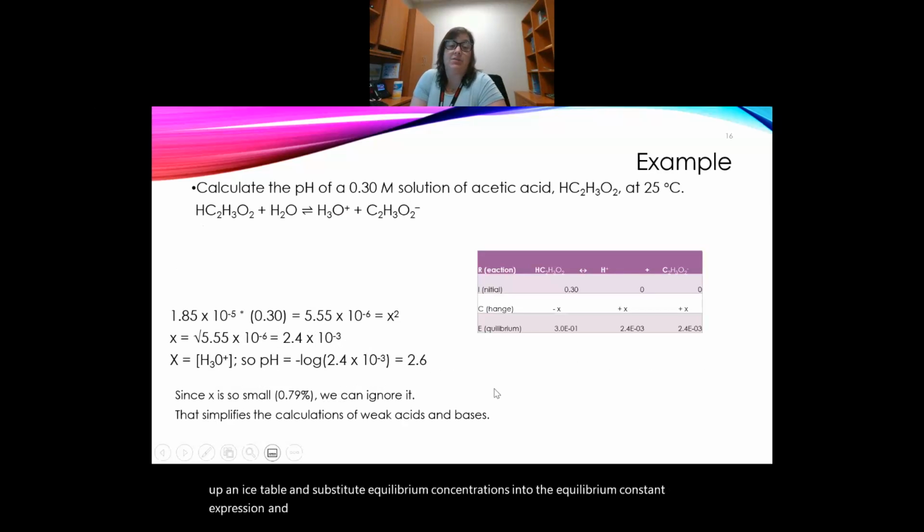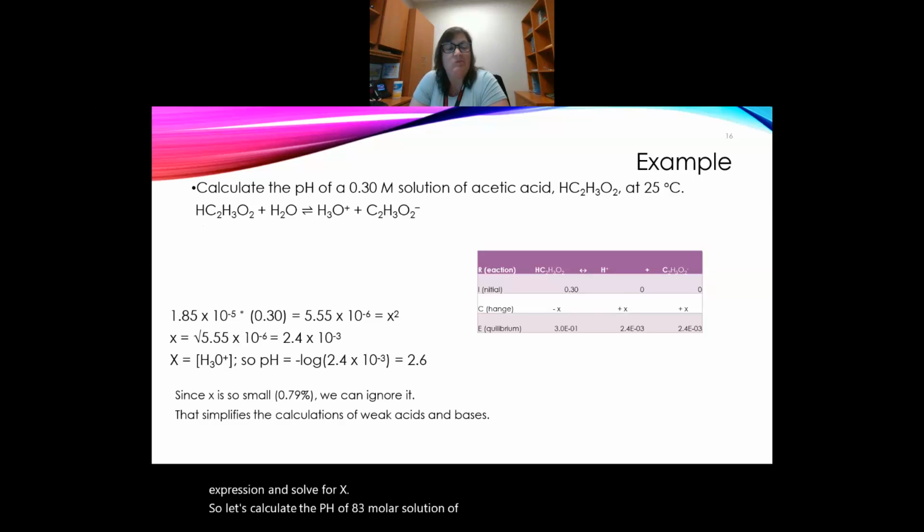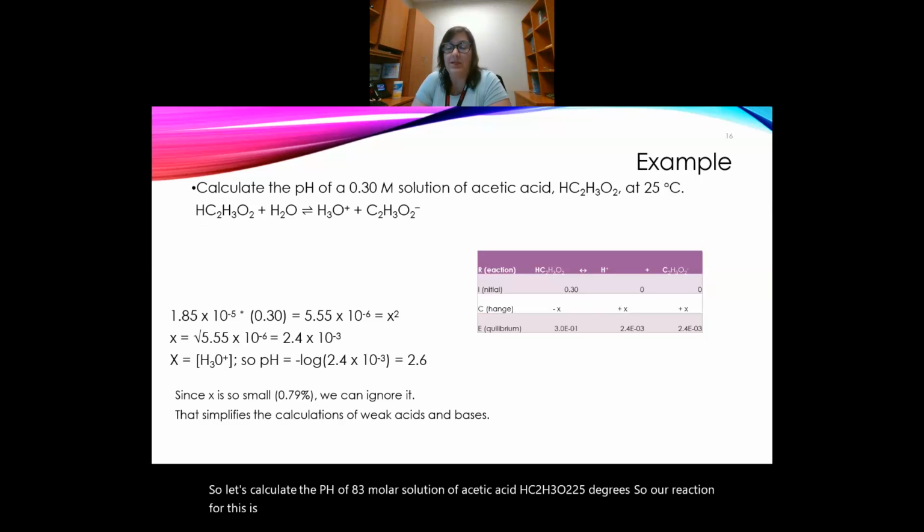So let's calculate the pH of a 0.3 molar solution of acetic acid, HC2H3O2, at 25 degrees. Our reaction for this is HC2H3O2 plus H2O gives me H3O plus and C2H3O2 minus. I know that the Ka value is 1.85 times 10 to the minus fifth, and I get that from my weak acid Ka table. So I have my initial row as 0.30 for the acid.